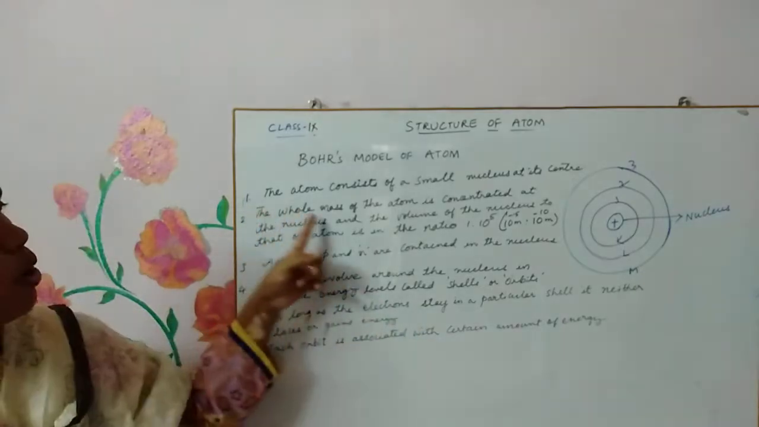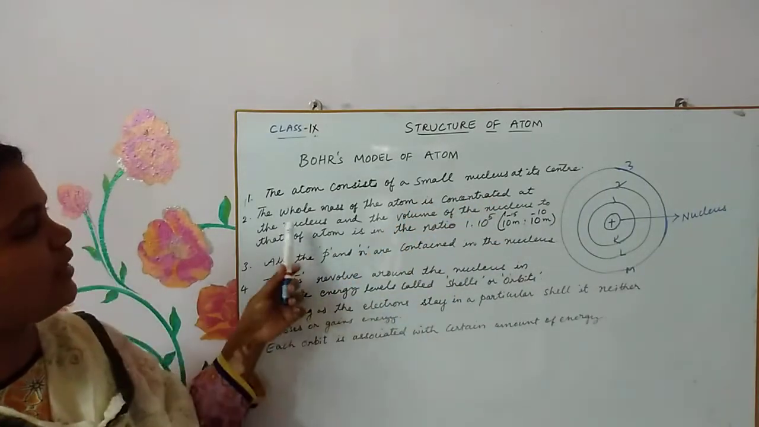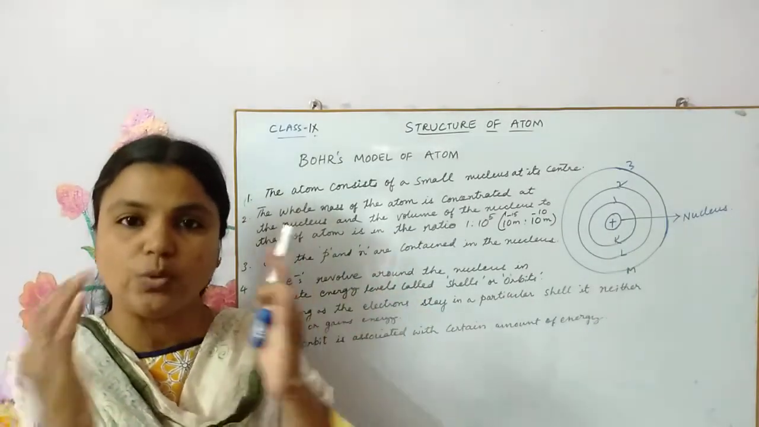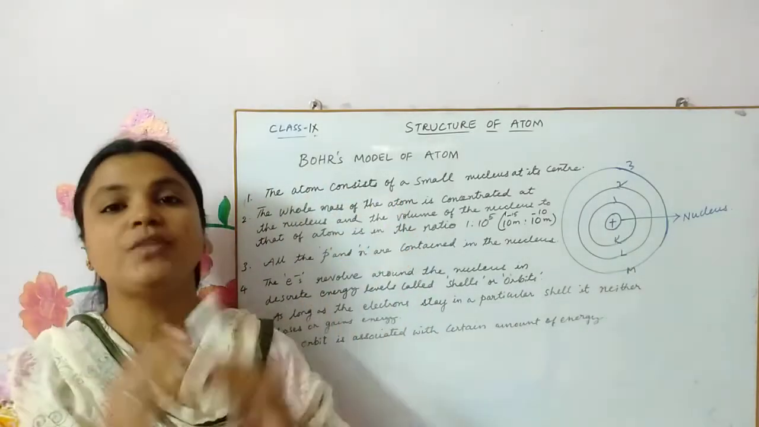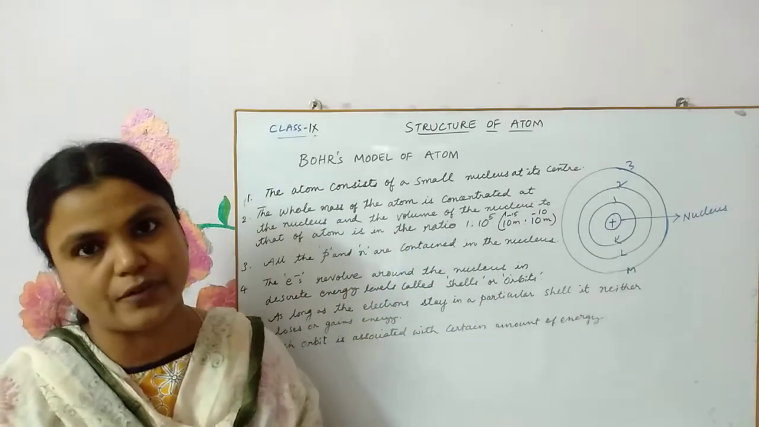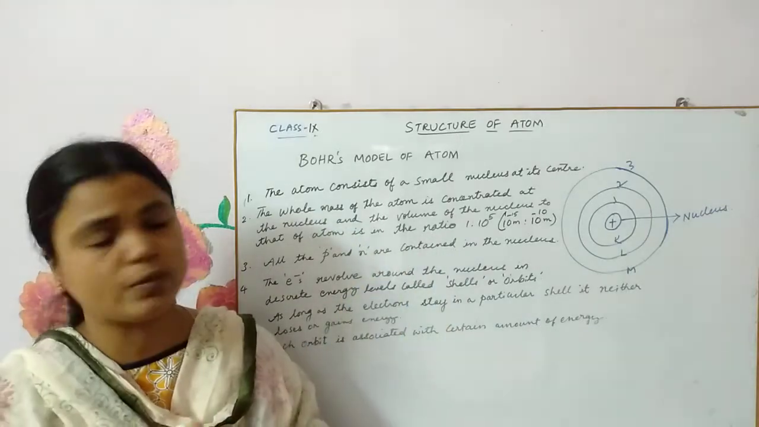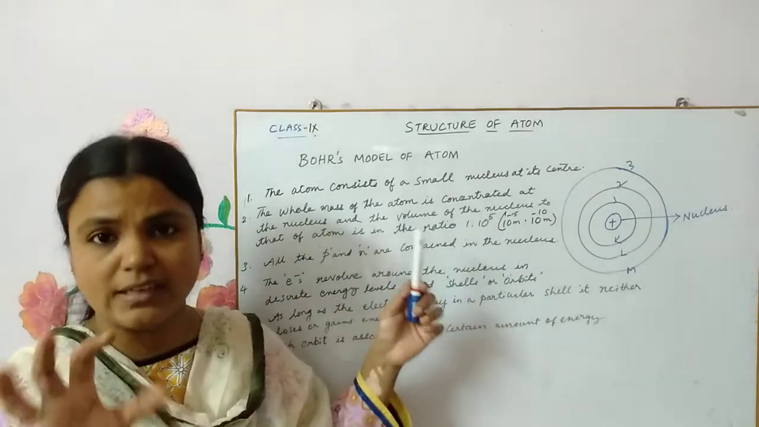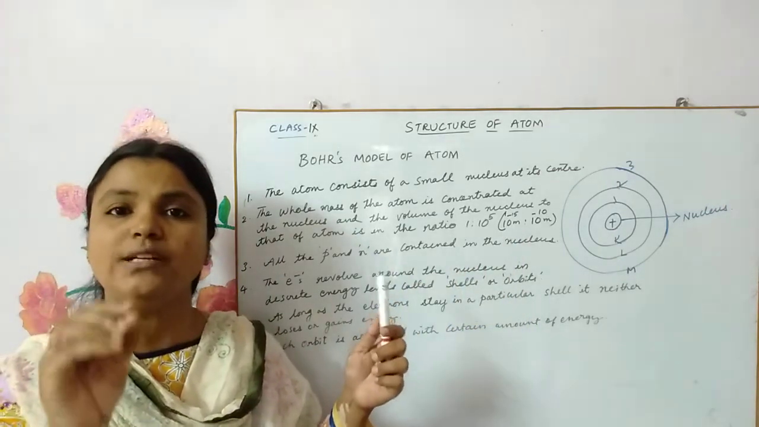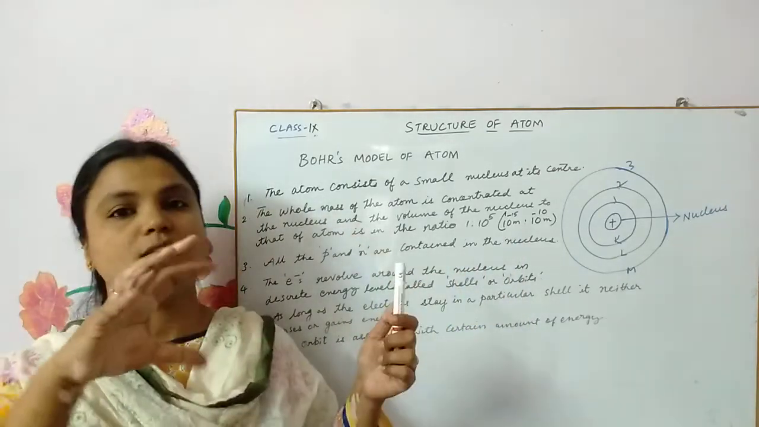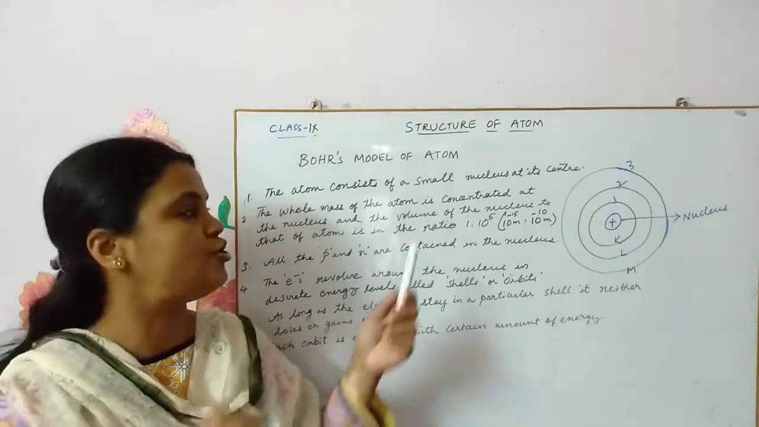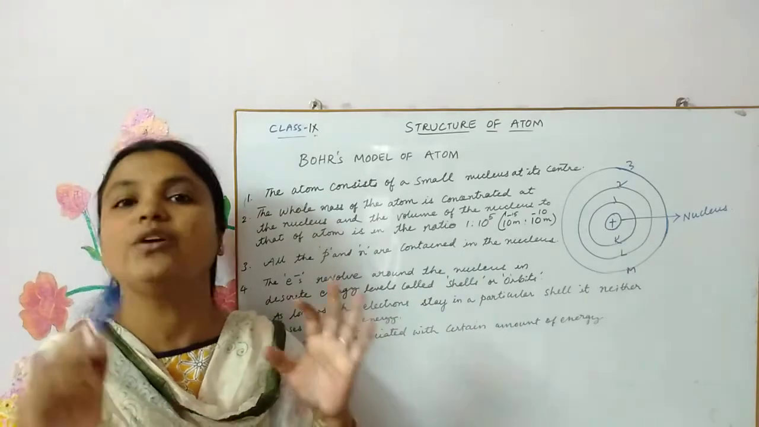So the whole mass of an atom is concentrated at the nucleus. If you compare the volume of the nucleus to the volume of the atom, it will be in the ratio 1:10 to the power of 5. Here it is important to mention that the size of the nucleus is about 10 to the power of minus 15 meters, and the size of the atom is 10 to the power of minus 10 meters. So the ratio can be given as 1:10 to the power of 5, children.